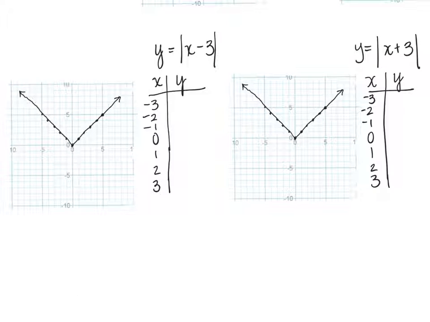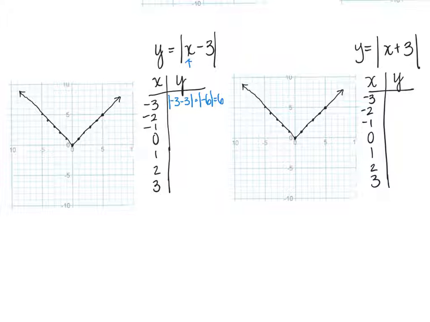All right, let's look at some of these functions. Let's say I take the function y equals the absolute value of x minus 3. How is this one going to translate? Well, let's look at a table of values. If I plug -3 into my x, then I'm going to end up with -3 minus 3 and take the absolute value of that, which is like taking the absolute value of -6, which is 6.